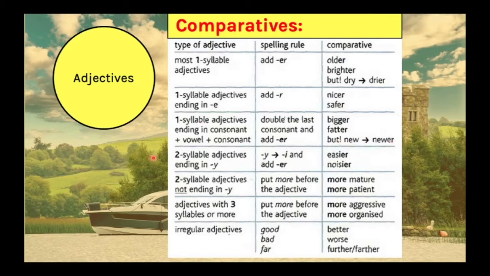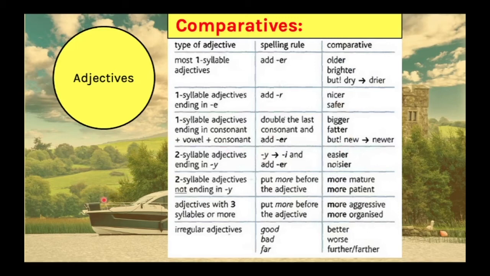Let's see the next rule. Two-syllable adjectives ending in Y. Y becomes I and we add -er. So when we have adjectives that have two syllables, for example, easy, and finish in Y, we replace the Y with -ier. Easy has two syllables. Noisy has two syllables. So the comparative of easy is easier, and the comparative of noisy is noisier.